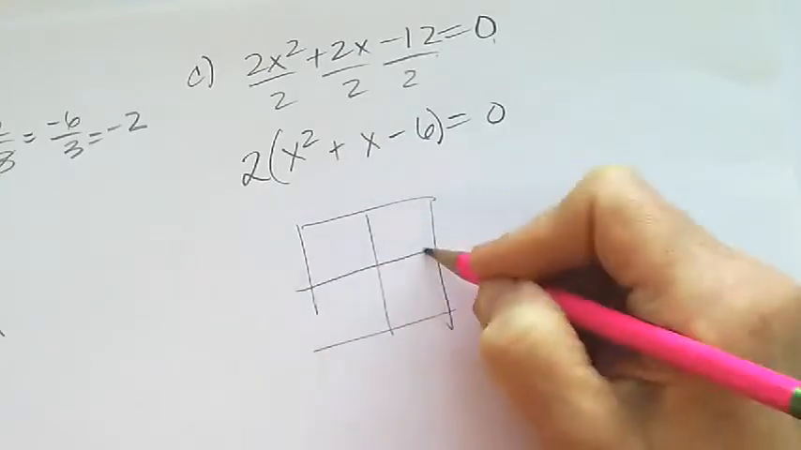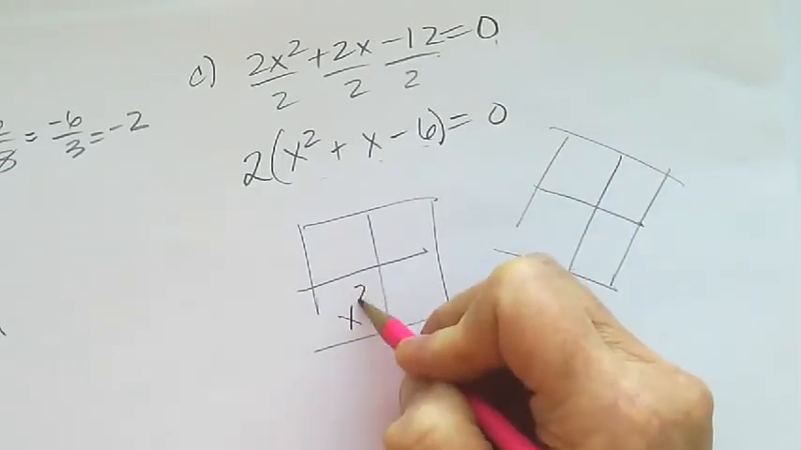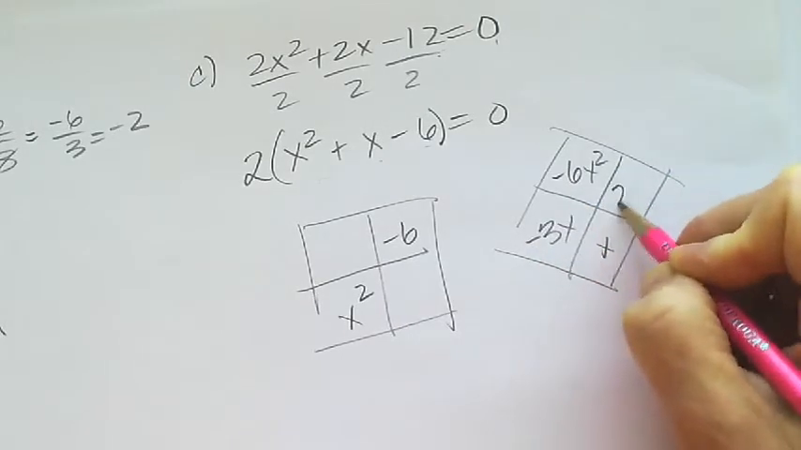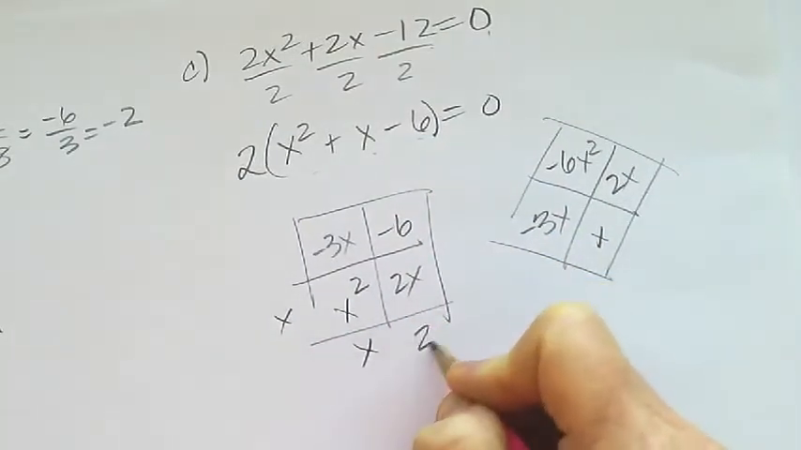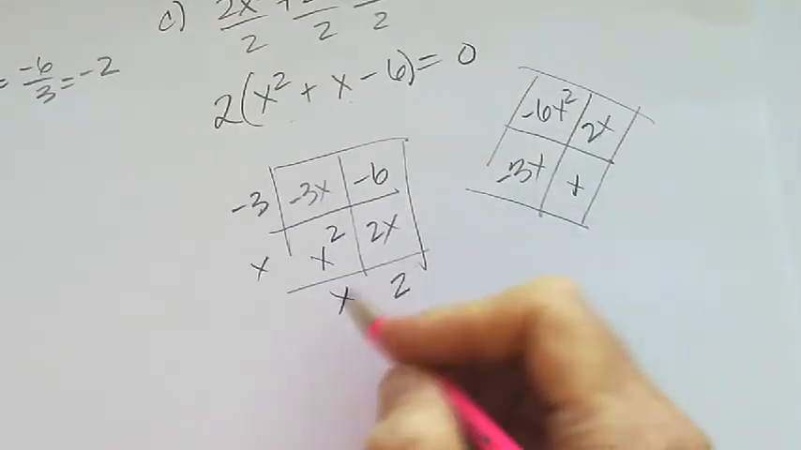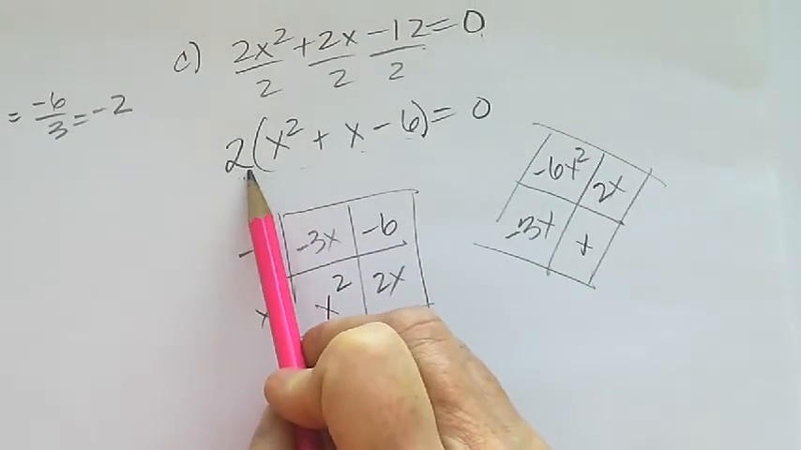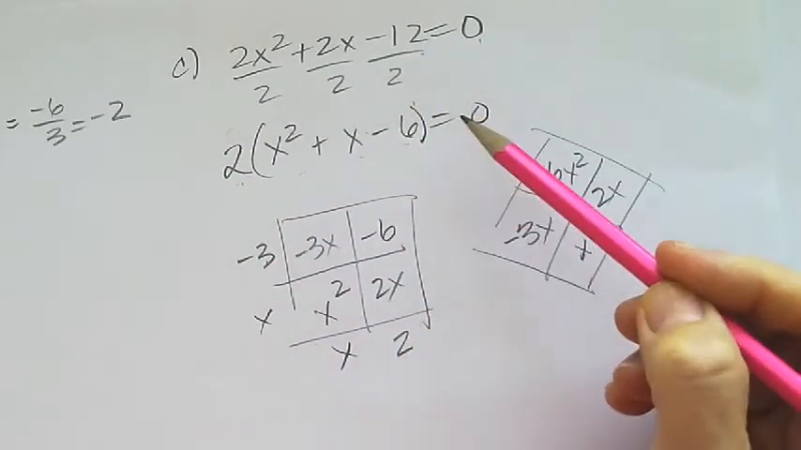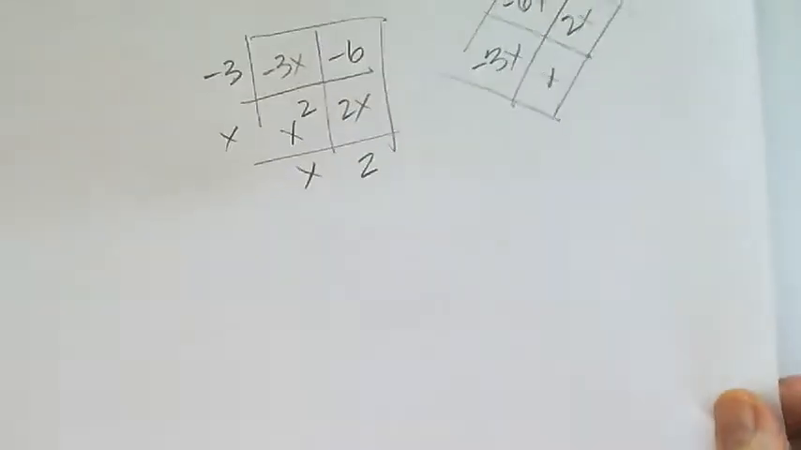Okay, so let's quickly factor x squared plus x minus 6. That's going to be a negative 3x and a positive 2x. So that's going to factor into x minus 3 and x plus 2. So this 2, a lot of people will see this 2 on the outside of the parentheses and just automatically start distributing because you're used to doing that. But think about what the problem is asking you to do. It's not asking you to simplify, it's asking you to find the solution.